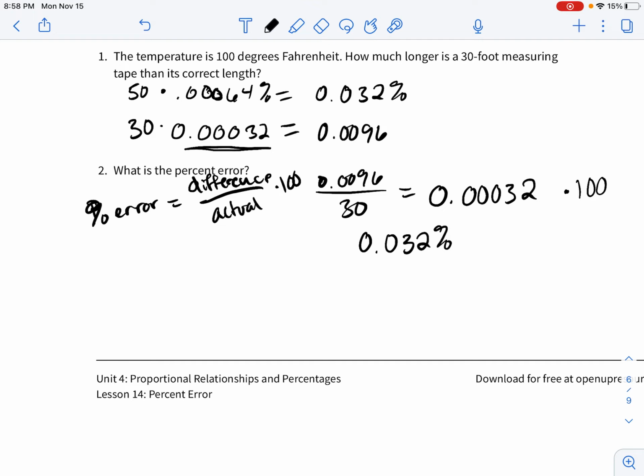Okay, so that's percent error. Once again, you're just looking at the difference that you get from the actual and the measured, or what you know from what the actual is, the difference there, and then divide that difference by the actual, and that'll give you your decimal value of the percent, and then you multiply that by 100 to get your percent error.